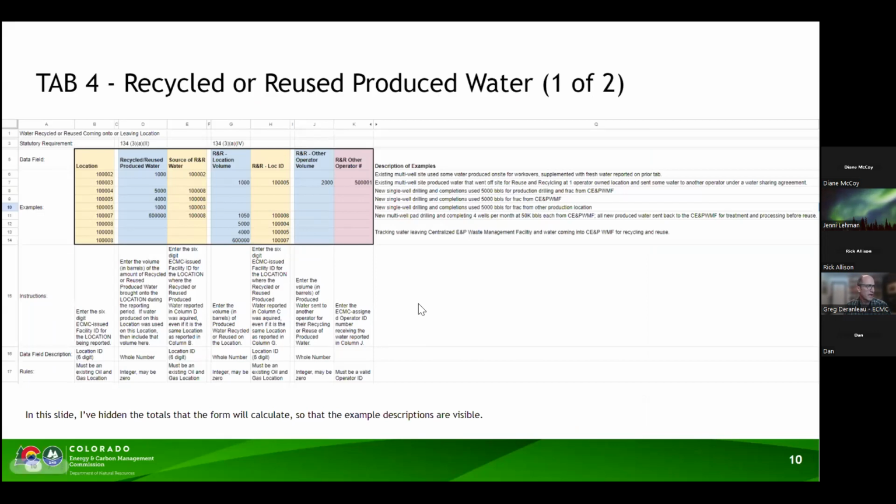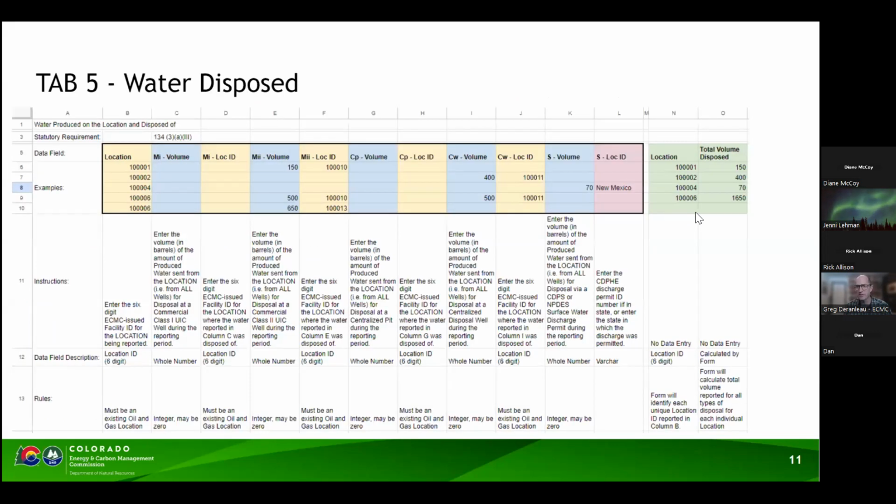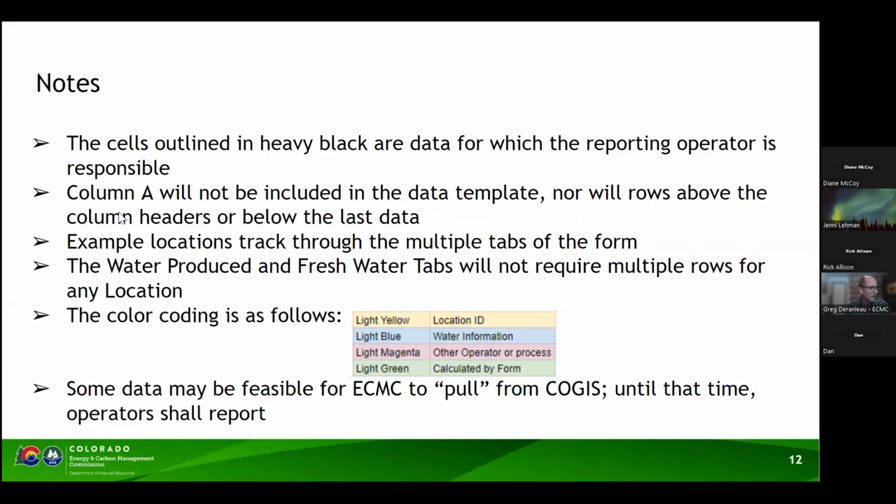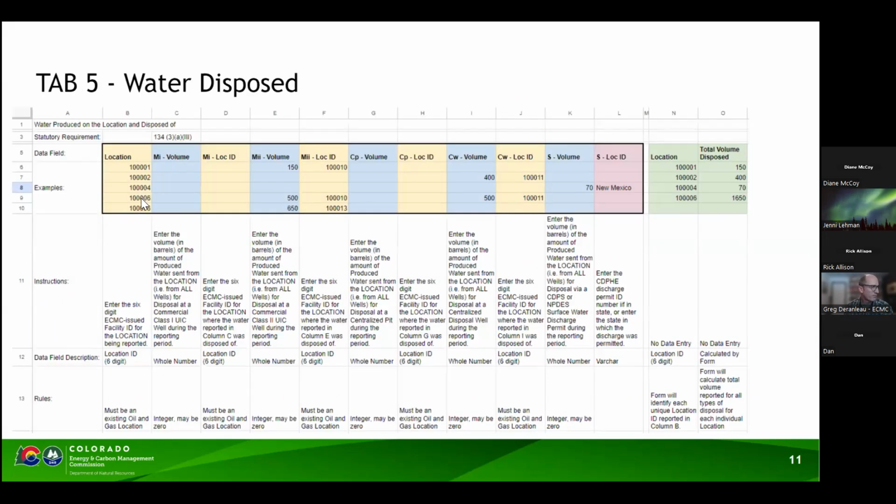The last tab looks very much like the monthly report of operations: the location from which water is being disposed of, the disposal method, and then the disposal location. So again, on this tab you can have one location reported on multiple rows because the water is going to multiple places. I didn't include descriptions of this because I think it's fairly straightforward based on the reporting that's been done so far by well.